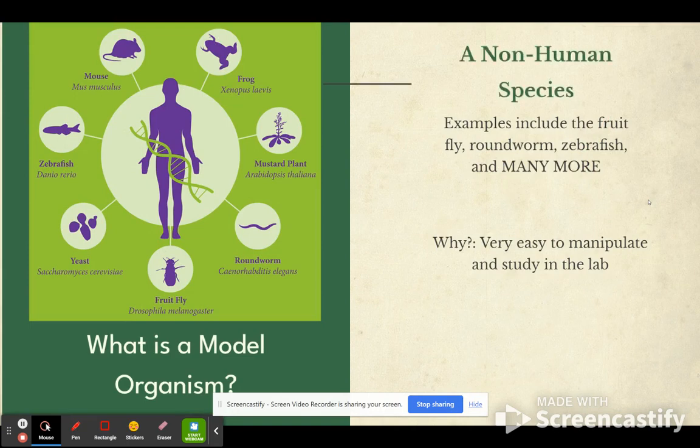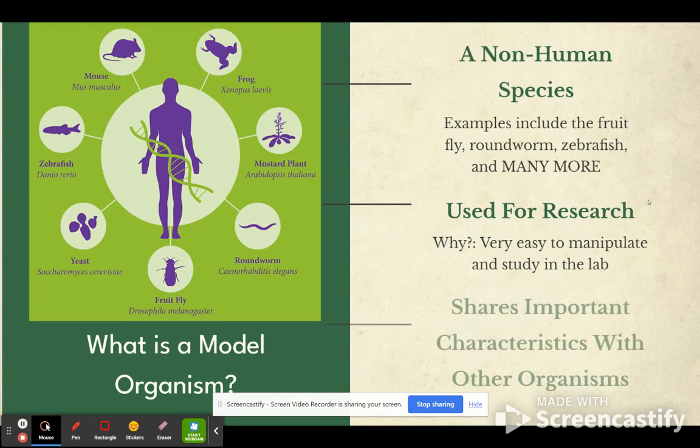A model organism is a non-human species that is widely studied in scientific research because it is very easy to manipulate and study in the lab. It has a relatively short life cycle and shares important characteristics with other organisms. Model organisms are used to study biological processes, test hypotheses, and develop new treatments for diseases. Examples of model organisms include the fruit fly, the roundworm, the zebrafish, and in our example today, mice.